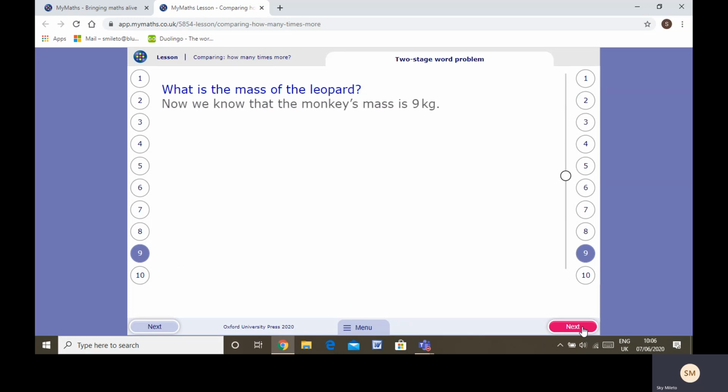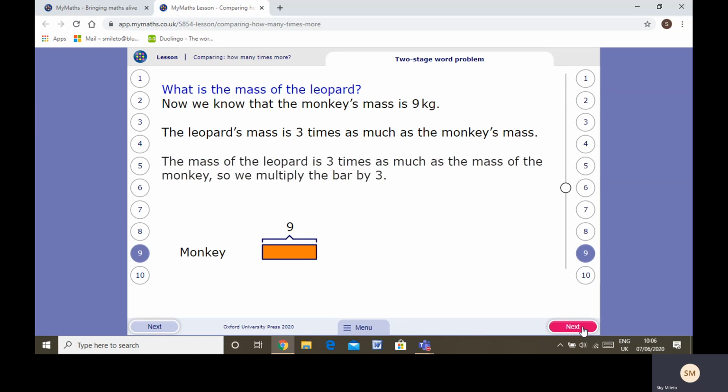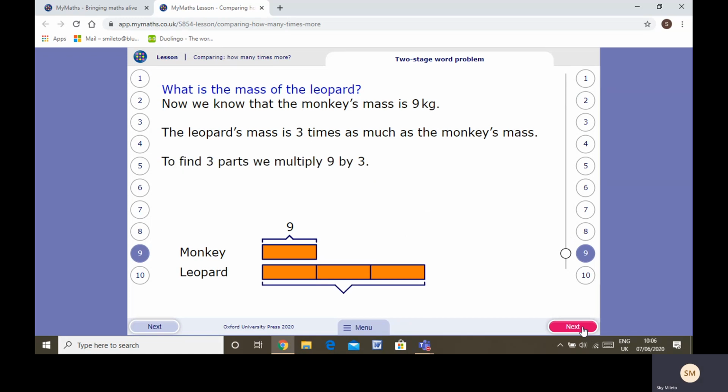Now, we need to work out the mass of the leopard. We know that the monkey's mass is 9. And the leopard's mass is 3 times as much as the monkey's mass. So we can see the monkey's mass is 9 and the mass of the leopard is equal to 3 parts. Therefore, we're not going to do a division because we know that the leopard is heavier than the monkey. We're going to do a multiplication. 9 times 3 is 27. So the mass of the leopard is 27.